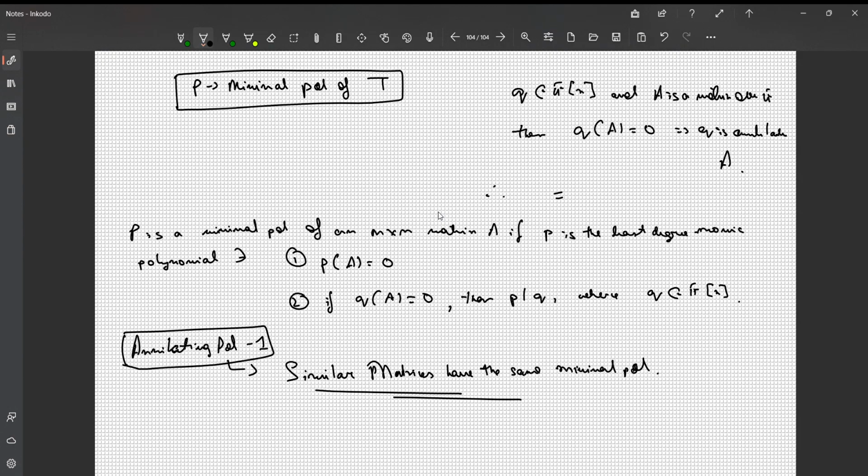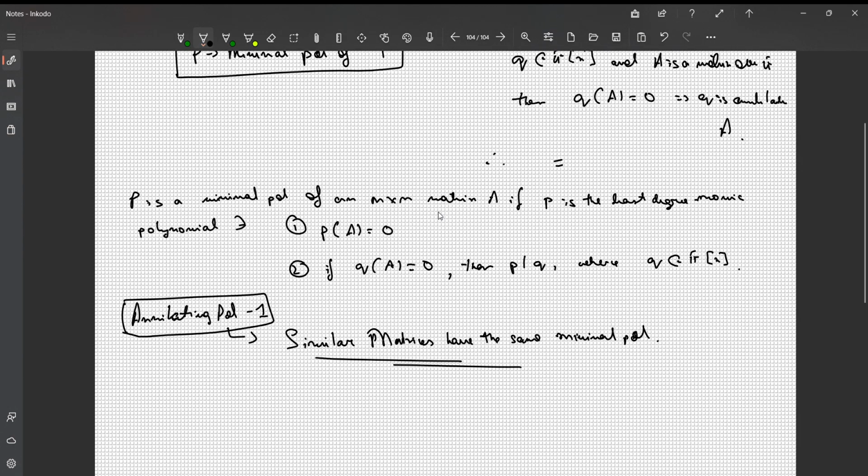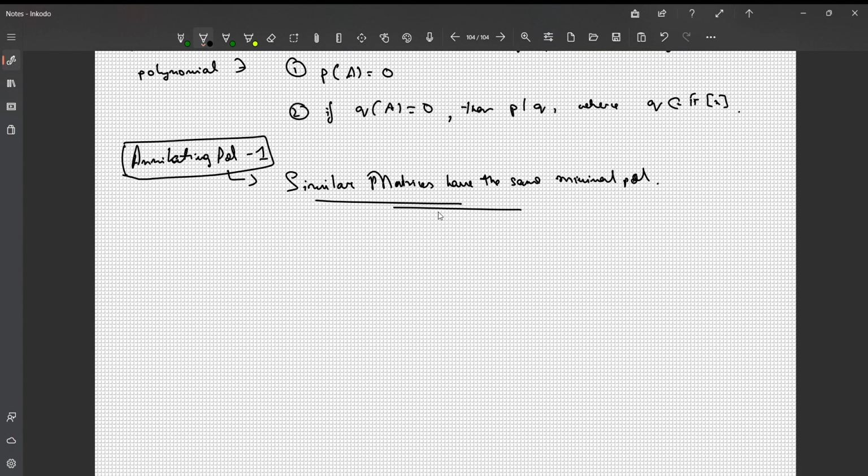A few simple observations regarding the minimal polynomial: we have also come up with the fact that similar matrices have the same characteristic polynomials. That's why the importance of similar matrices is pretty trivial, right? Because the whole concept of diagonalization is based on the concept of similar matrices. Furthermore, the characteristic polynomial of a matrix is an annihilating polynomial of it, right? Therefore, the minimal polynomial must divide the characteristic polynomial as well. But we have a stronger statement.